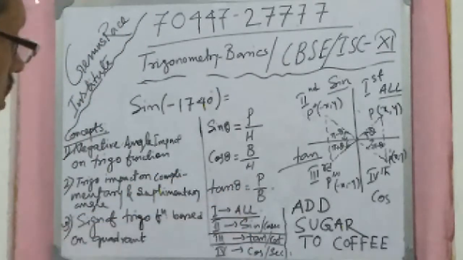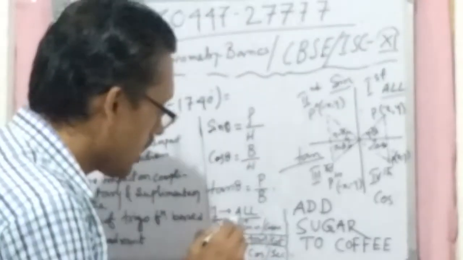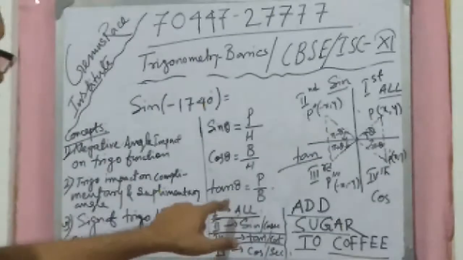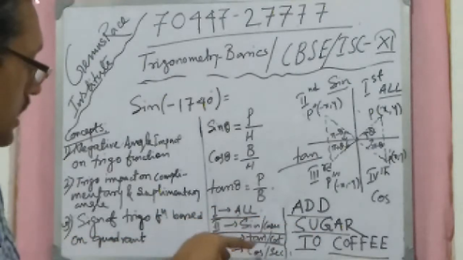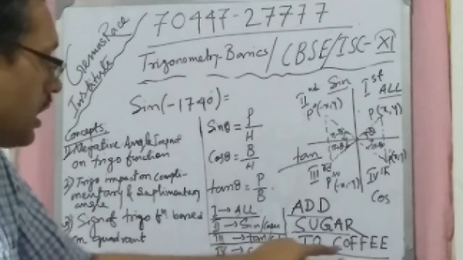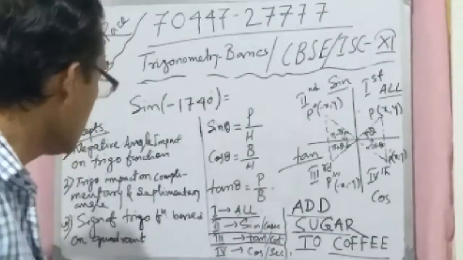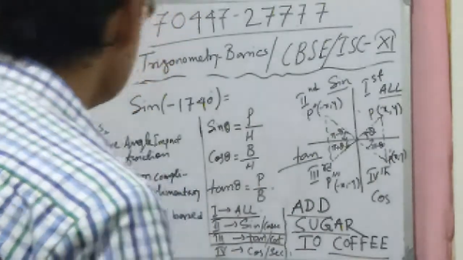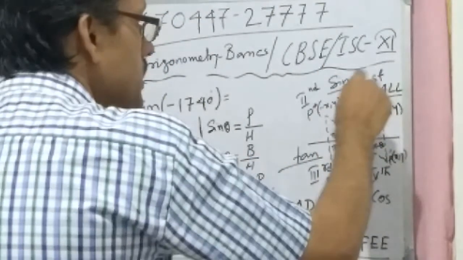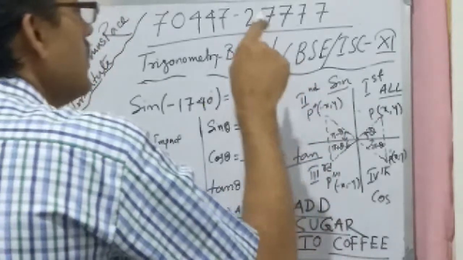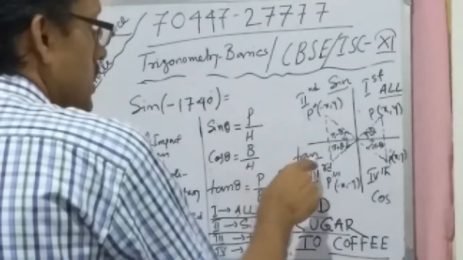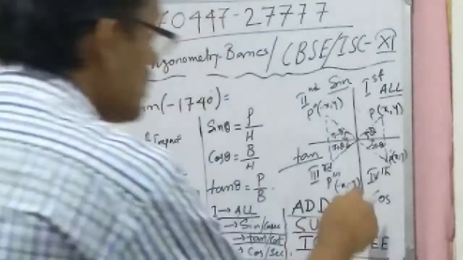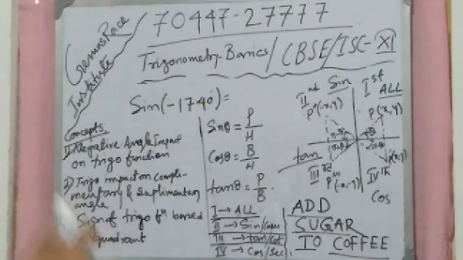Therefore if we summarize all this, we can write: add sugar to coffee. Add for all, sugar for sine, tea for tan and coffee for cos. So what we finally got is that in the first quadrant all trigonometric ratios are positive. In the second only sine and cosec are positive. In the third only tan is positive. In the fourth only cos or sec theta are positive.